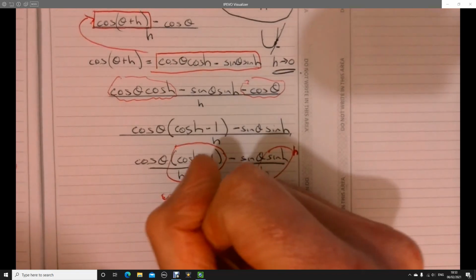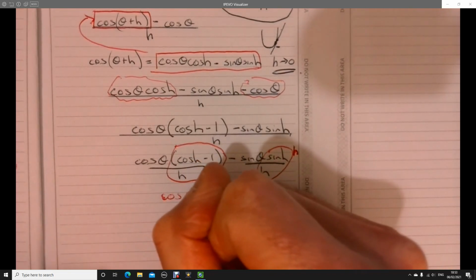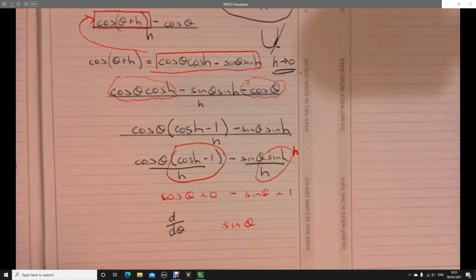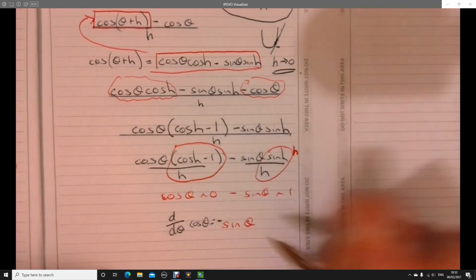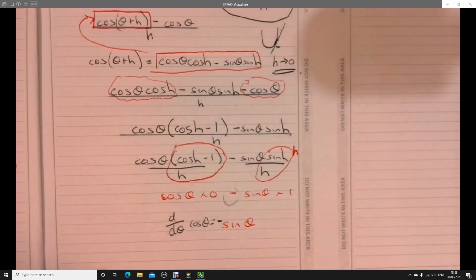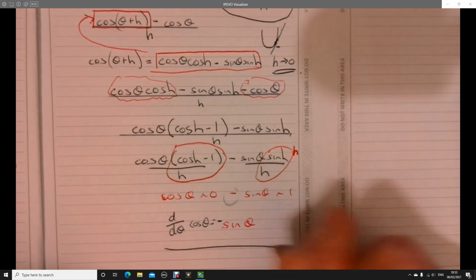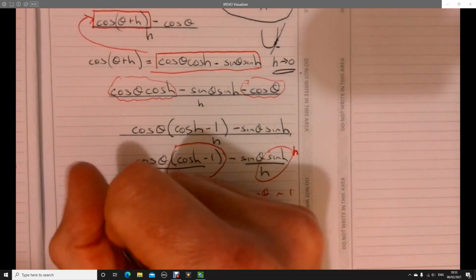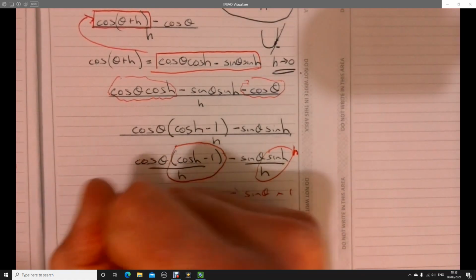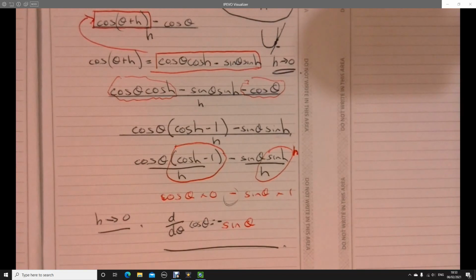So we can say that if we were to differentiate cos theta, it must equal, oh, nearly forgot the sign, didn't I? The minus there. Okay, so I'm going to get minus sine theta, and that's true because h is approaching 0. There you go.